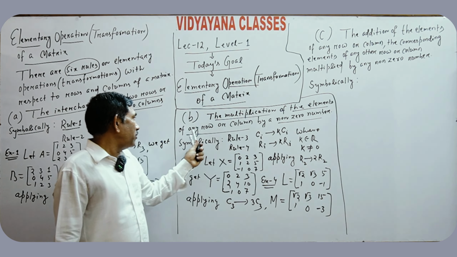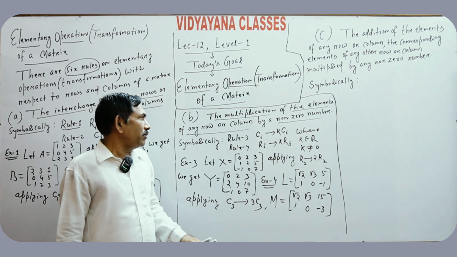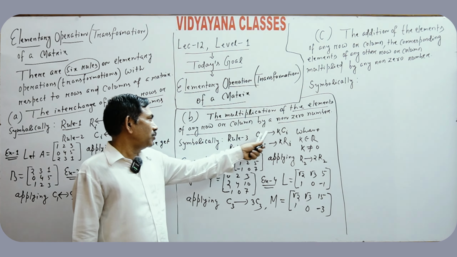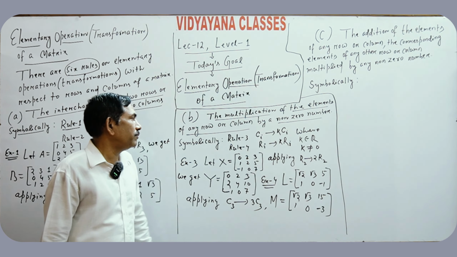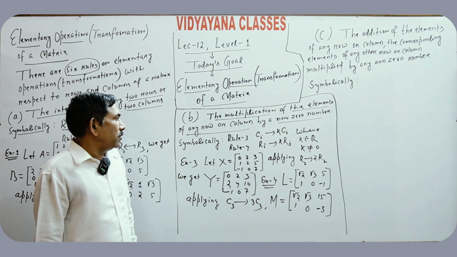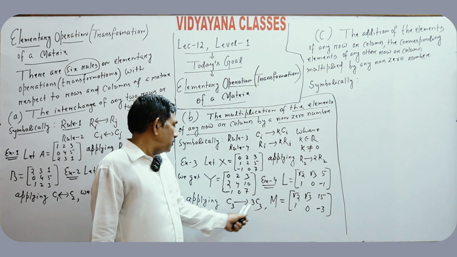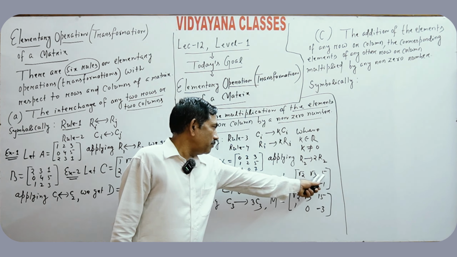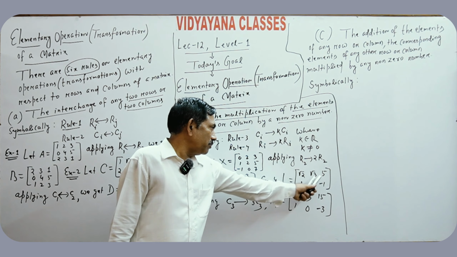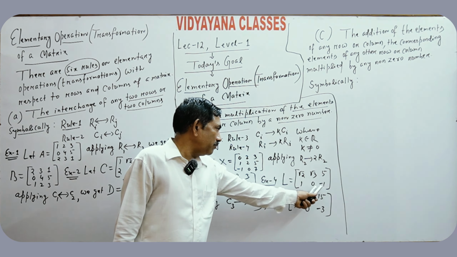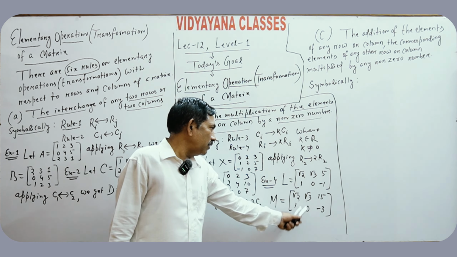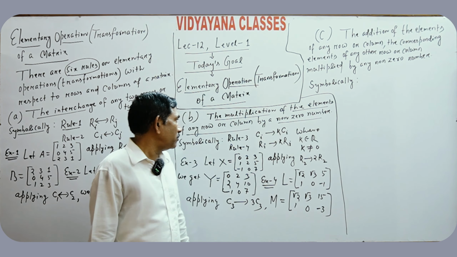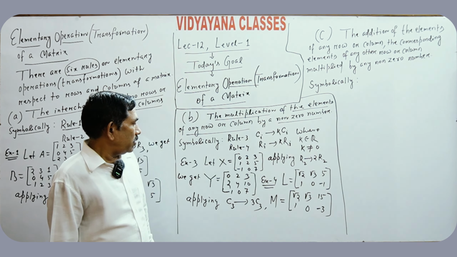Multiplication of the elements of any row or column by a non-zero number, mathematically or symbolically, it is written as, this is rule 3, it is rule 4. Column 3 is replaced by 3 times. Column 3 contains 5 and minus 1. 3 times of 5 that is 15 and 3 times of minus 1 that is minus 3. There is no change of column 1 and column 2. Clear?